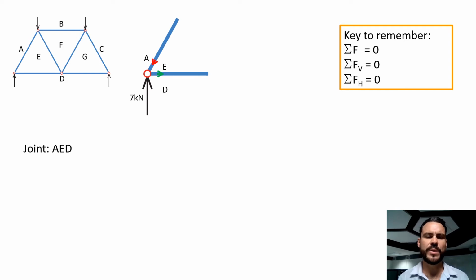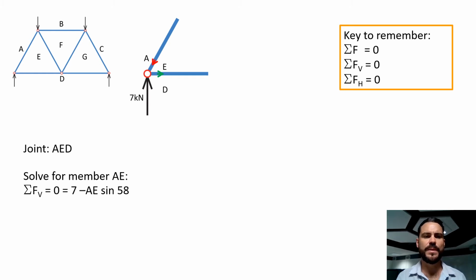All right. So first thing we're going to look at is joint AED. Now, to start with, we're going to be solving member AE by summing the forces in the vertical direction. So, sum of forces vertical equals 0. These first ones, I'm going to walk you through exactly how I've solved it. So, we've got 7 kilonewtons in a positive, pushing up, and we're going to take away member AE, all right? But it's actually the vertical component of member AE, isn't it?